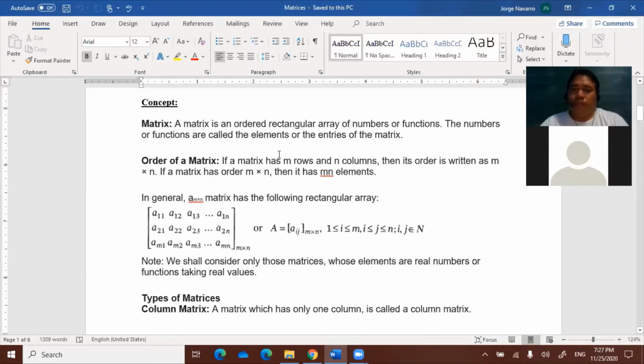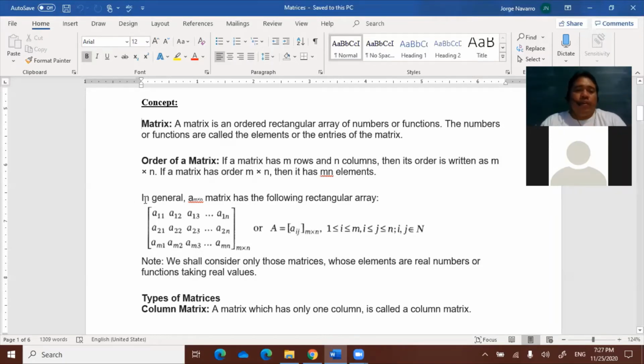Okay? So let's say, for example, it has 3 rows and 2 columns. So it's going to be called a 3 by 2, and 3 times 2 is 6, so it will have 6 elements. So that is just telling you that the order of a matrix is telling you how many rows and how many columns it has, and that will determine how many digits or functions are within that matrix.